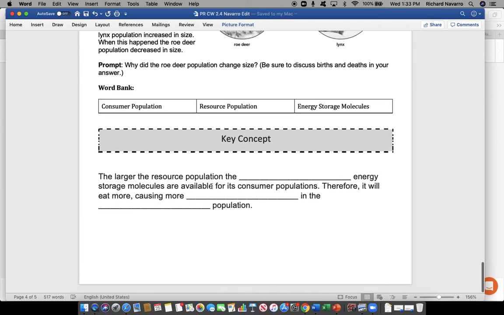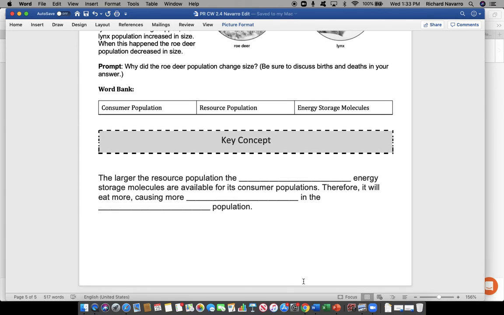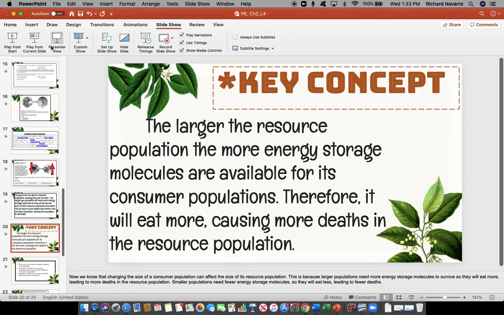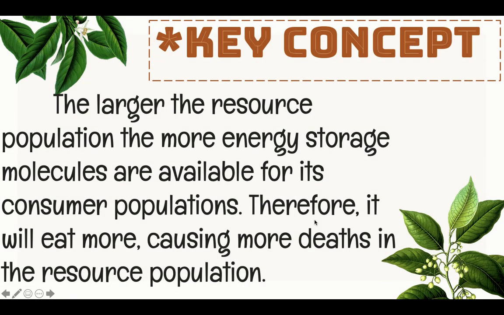And then finally, our closing thought, our key concept for today's lesson. The larger the resource population, the more energy storage molecules are available for its consumer population. Therefore, it will eat more, causing more deaths in the resource population.